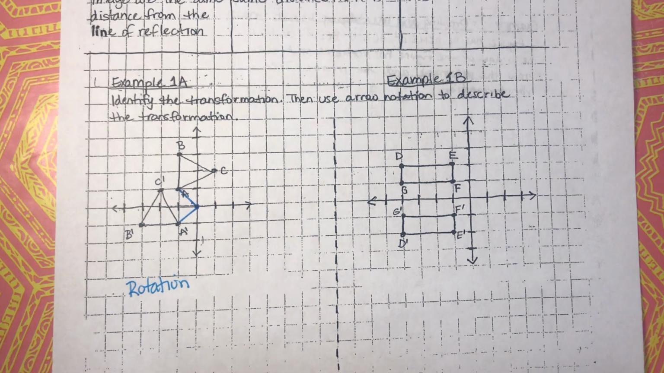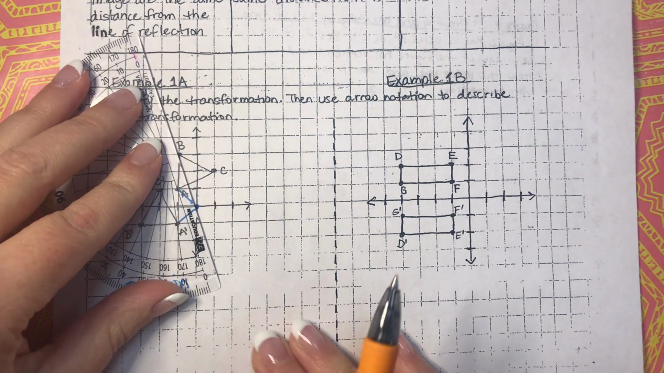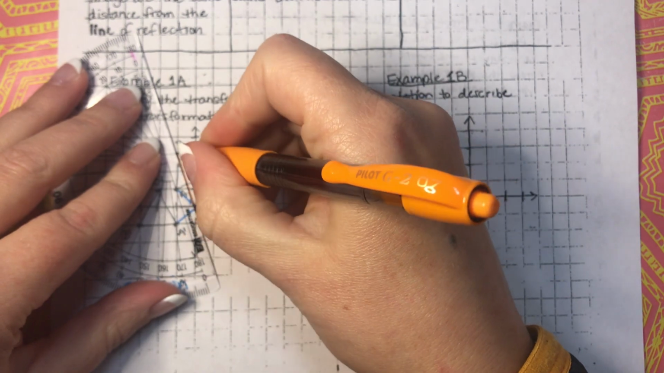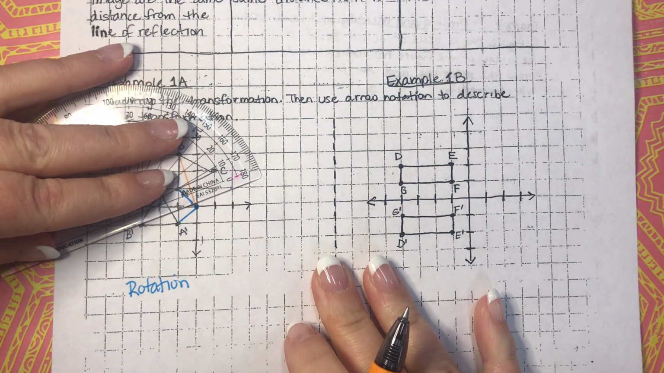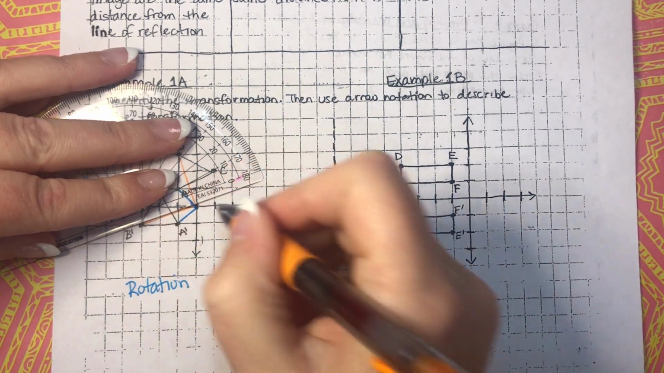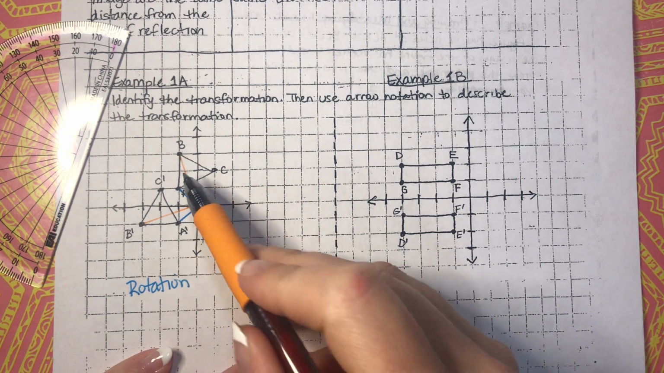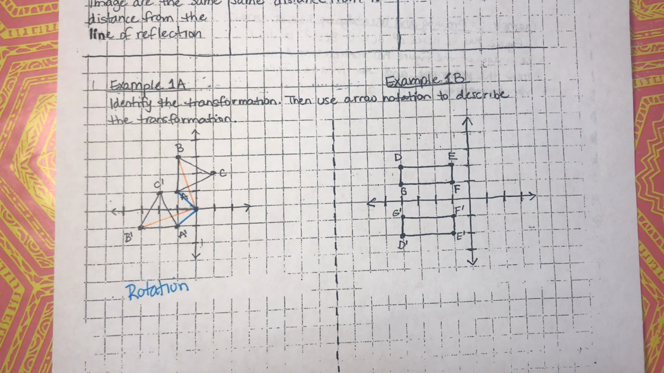I'm going to use a different color. So B is right here. If I draw a line from B to the center of rotation, and then I go to B prime, it should be the same angle of rotation. Does that orange look like 90 degrees? Yeah, it does. What about the pink? Let's try C. We'll go pink.